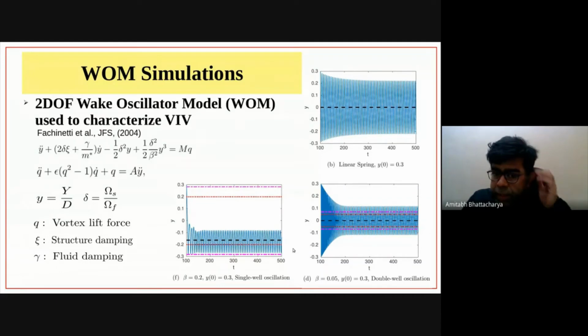These purple lines are the critical thresholds. This means that if you go beyond this critical threshold, you get double well oscillations. And these dotted red lines show the minimum of the spring potential in y. So these are the different types of oscillations that you can get: double well oscillations, or single well oscillations.